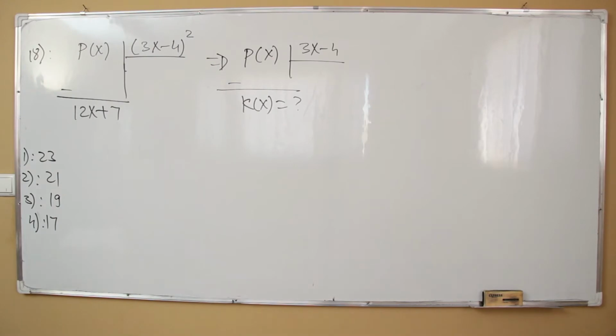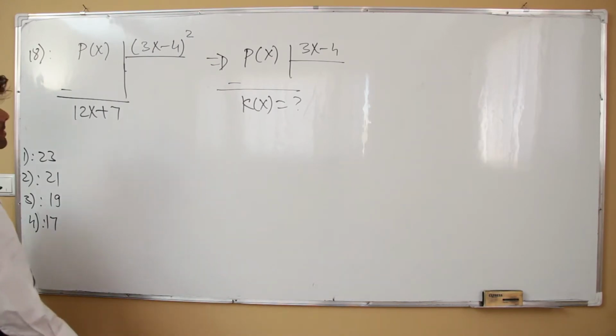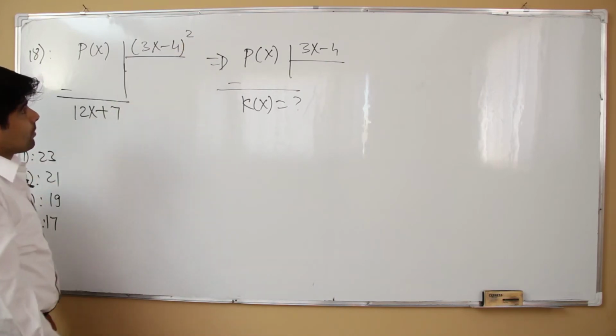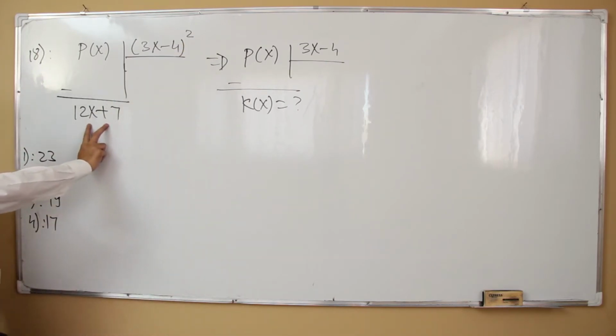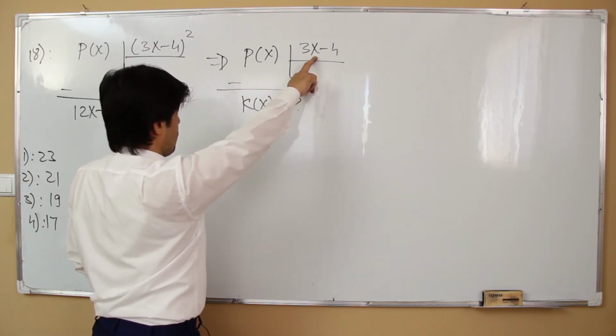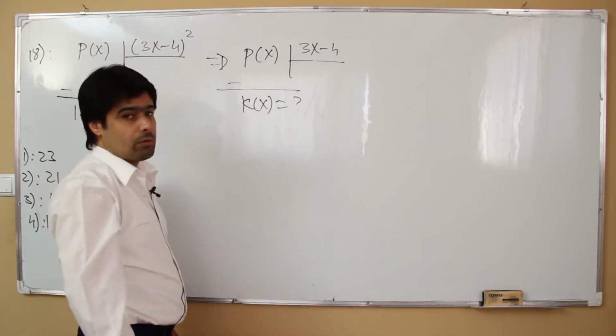Come to question number 18. Px is divided by (3x minus 4) whole raised to the power 2, and this is the remainder. Now, if this px is divided by 3x minus 4, what would the remainder be?